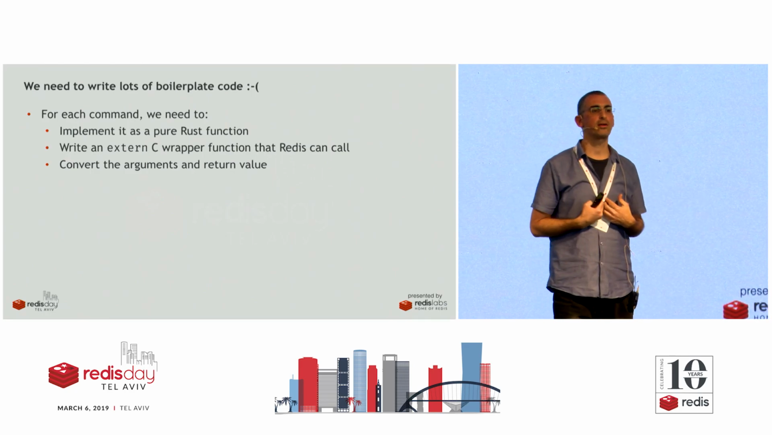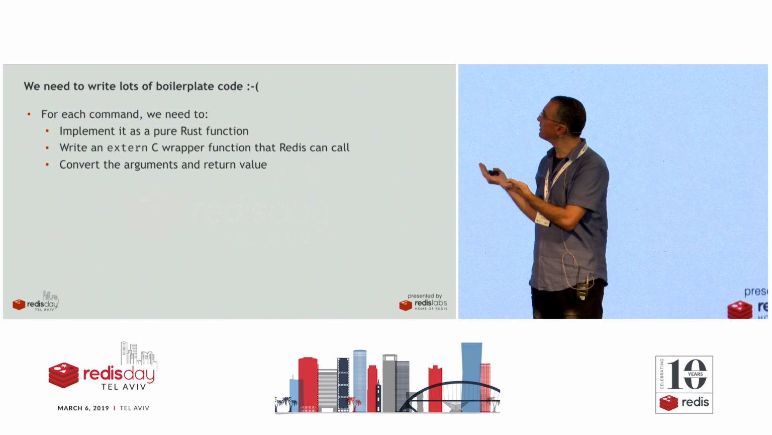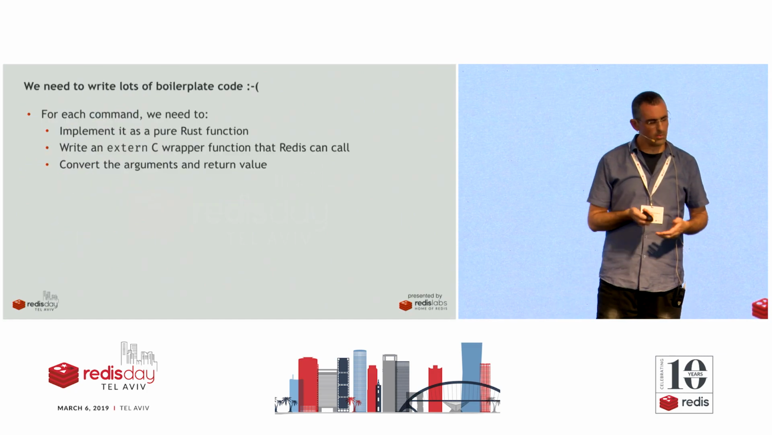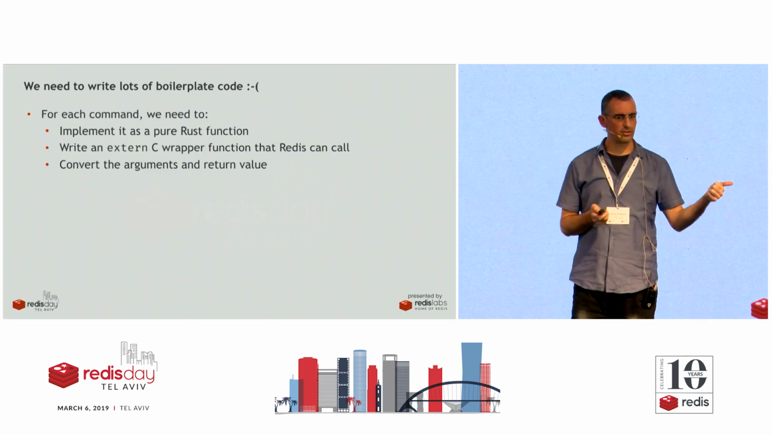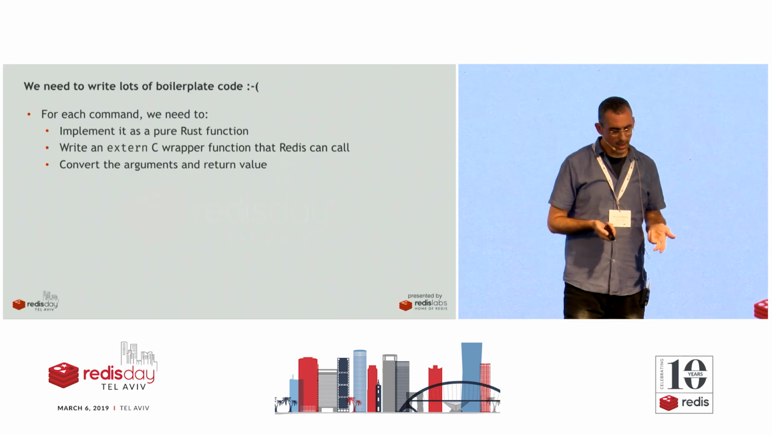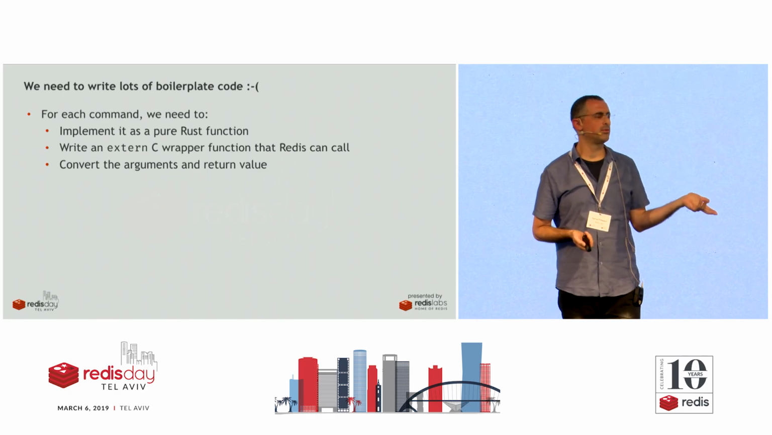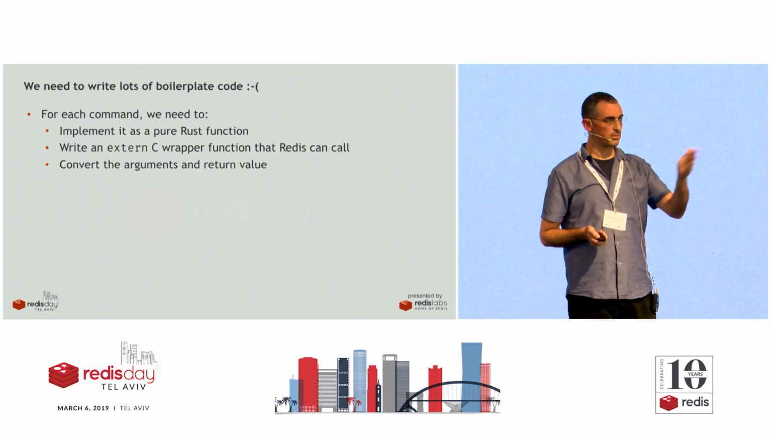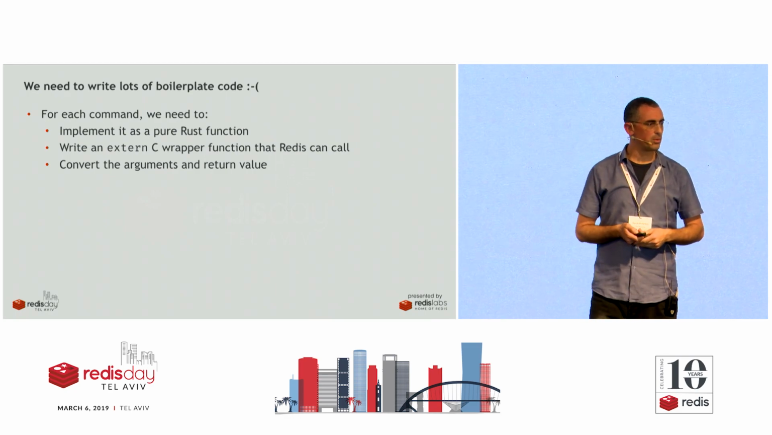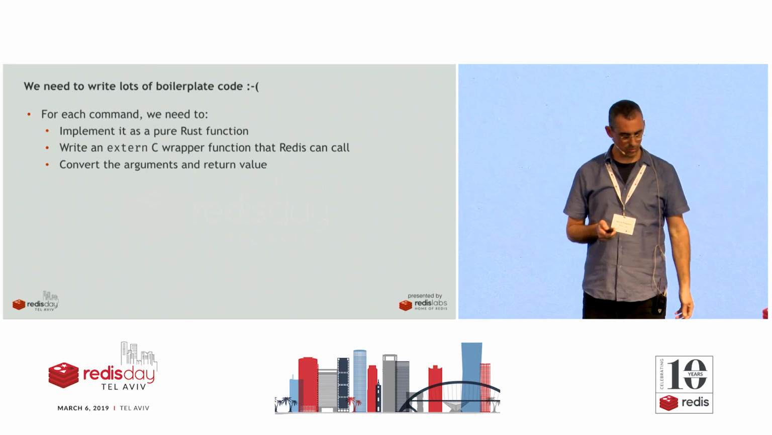Redis cannot call my Rust function directly because it's not C-compatible. It's not an extern function. It's a pure Rust function. So we need to write an extern C function for every Rust function, which kind of defeats the purpose of keeping it simple. And we also need to convert the arguments and the return value to a vector and back. It looks like if we want something nice, we're going to have to do lots of work.